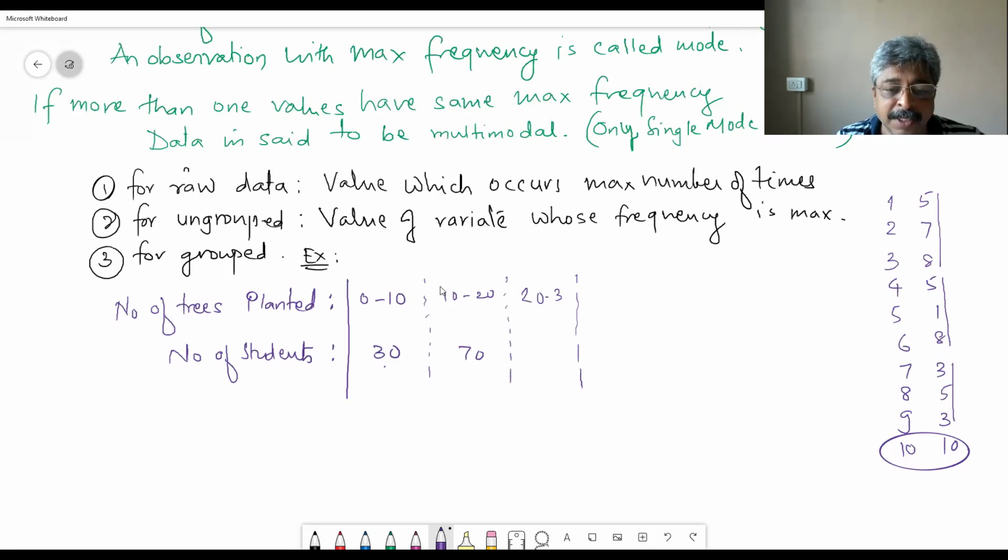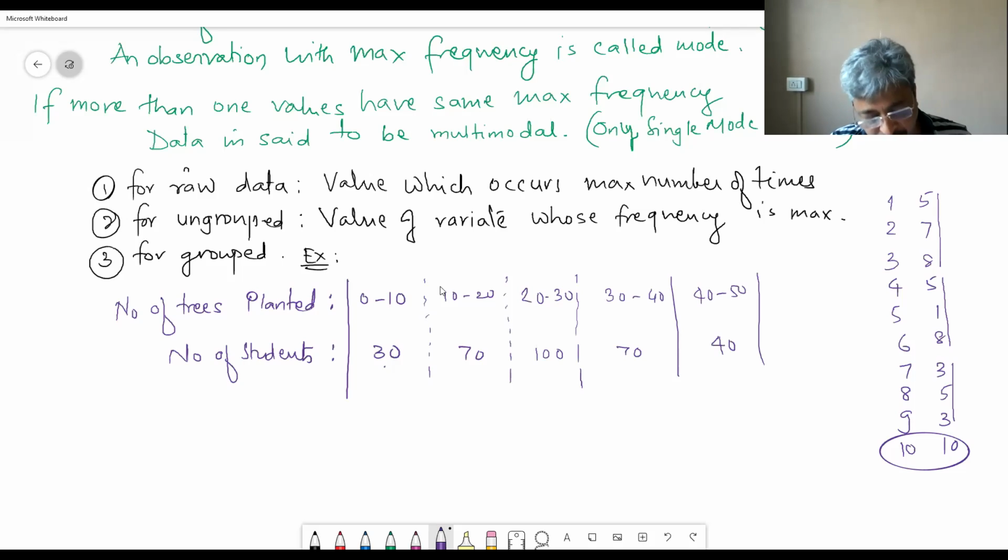20 to 30, 30 to 40, 40 to 50. So there are 70 students, there are 100 students here, there are 70 again here. I don't know why those numbers are the same. Find the modal number of trees planted.